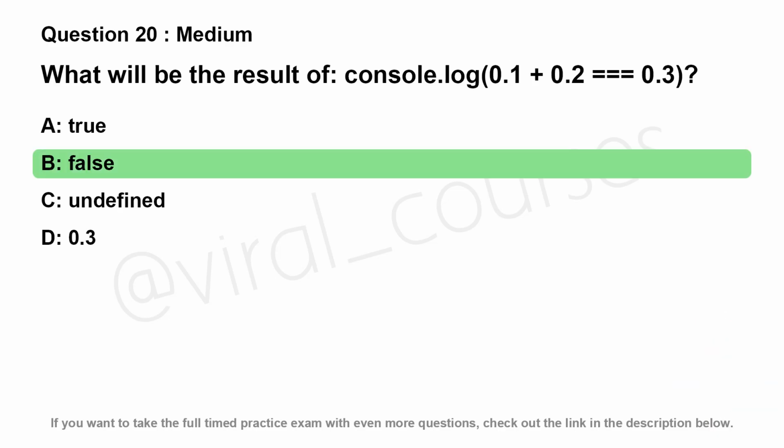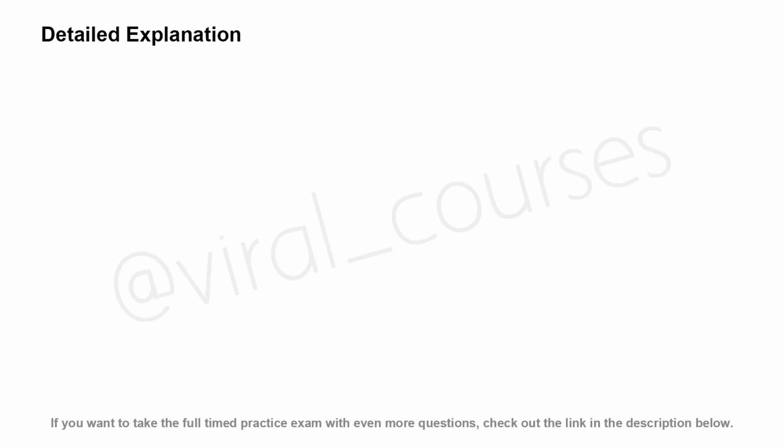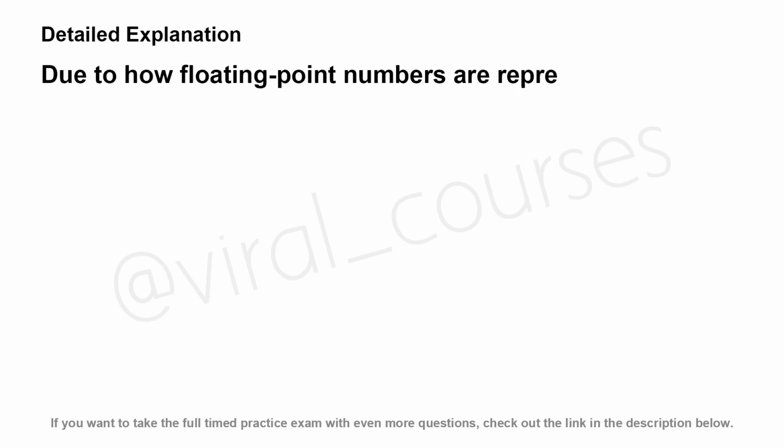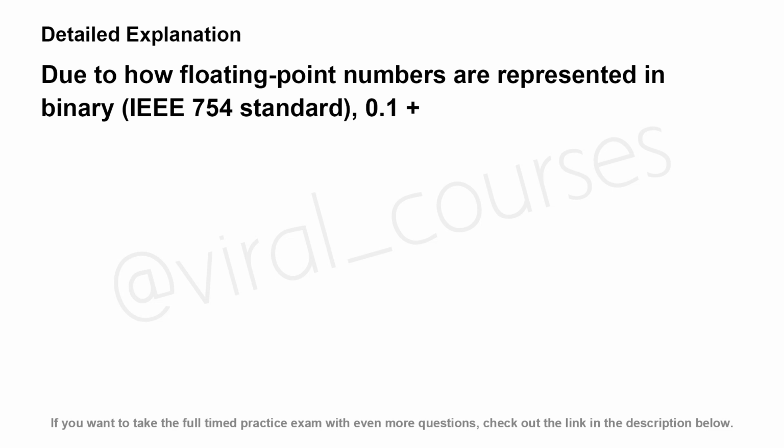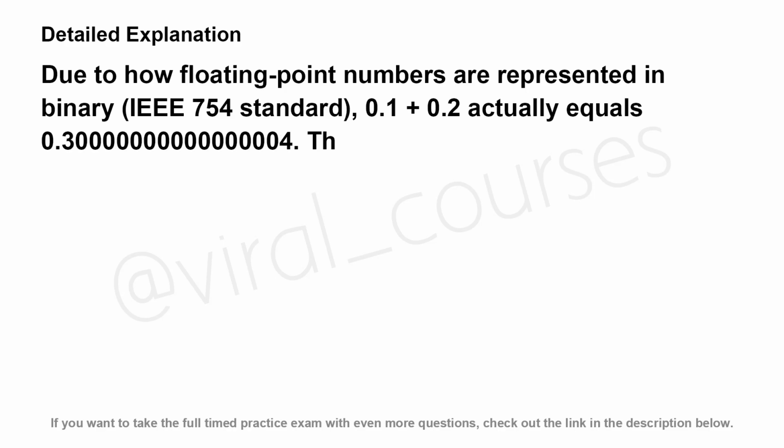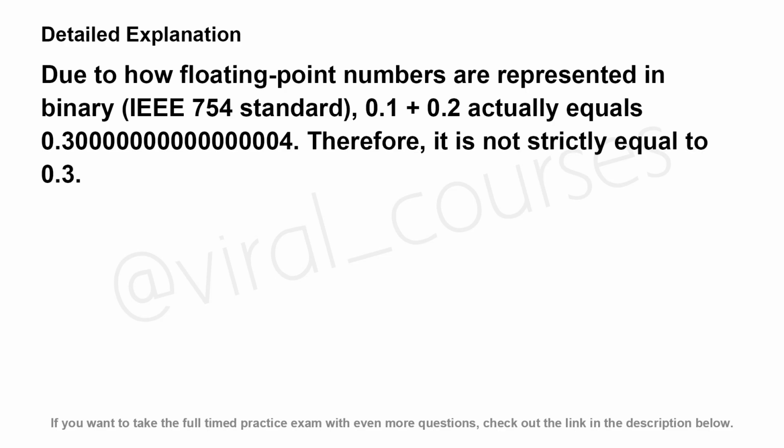The correct answer is B. Due to how floating point numbers are represented in binary, i.e. the IEEE 754 standard, 0.1 plus 0.2 actually equals 0.30000000000000004. Therefore, it is not strictly equal to 0.3.